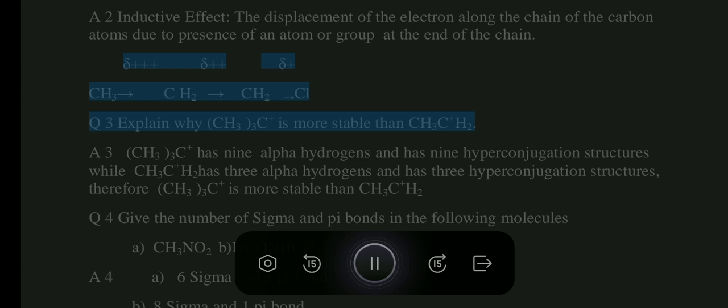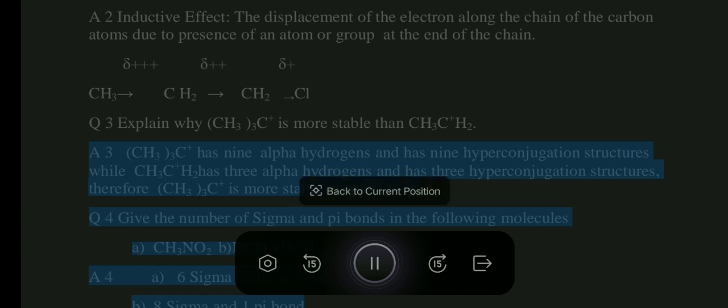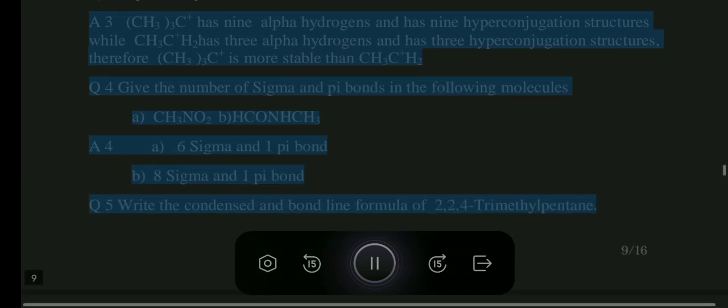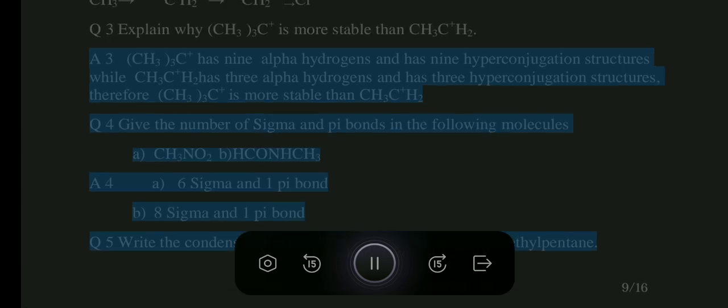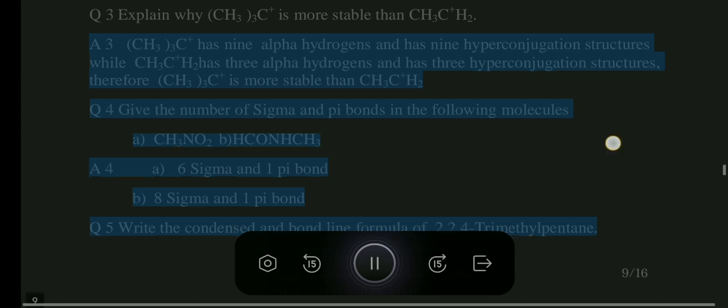Q3. Explain why (CH3)3C⁺ is more stable than CH3C⁺H2. A3. (CH3)3C⁺ has 9 alpha hydrogens and has 9 hyperconjugation structures, while CH3C⁺H2 has 3 alpha hydrogens and has 3 hyperconjugation structures. Therefore, (CH3)3C⁺ is more stable than CH3C⁺H2.